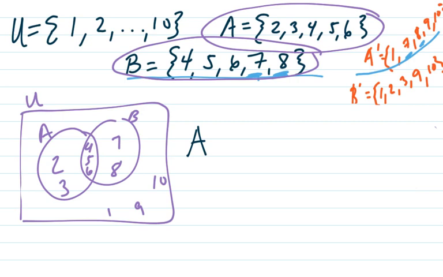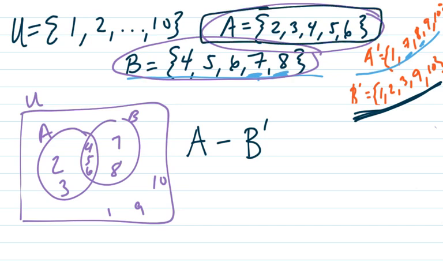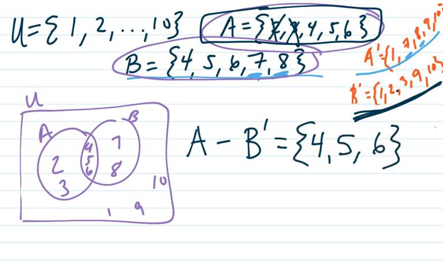Now we're going to look at A minus B complement, or the set difference between A and B complement. Well, B complement is everything in the universal set that's not in the set B. So we wrote B complement here. That's 1, 2, 3, 9, and 10. And so what we're going to do is take the set A, which we have up top, and remove everything that's in B complement. So if it's in B complement, we're going to remove it. B complement has 2, so we're going to remove 2. It has 3, so we're going to remove 3, and it has 9, and it has 10. So then what's left in the set A? That's going to be 4, 5, and 6. We can see that here.